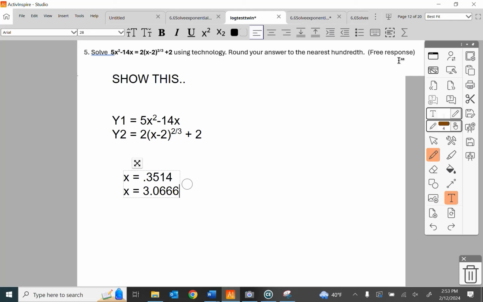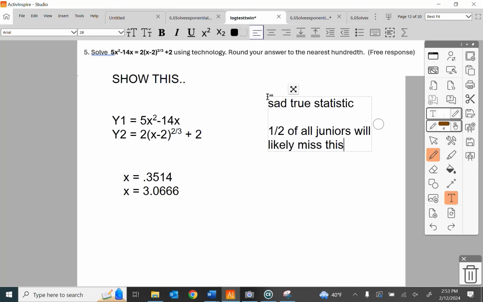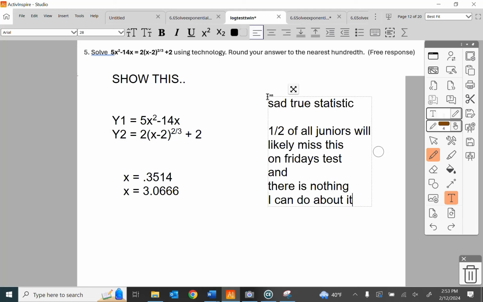Easy question. And here's probably going to be a true statistic, sadly. This is a sad true statistic. 1/2 of all juniors will likely miss this on Friday's test. And there's nothing I can do about it. That was how hard it was. Nothing I can do about it.